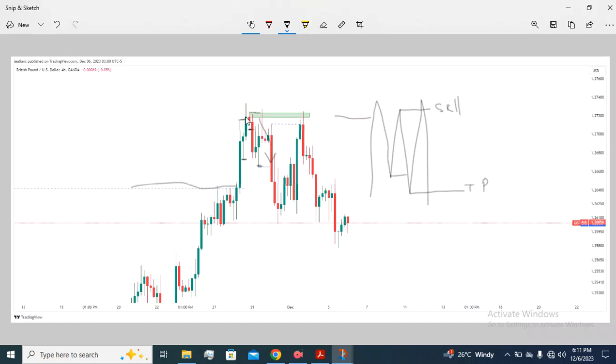With this sweep of liquidity, I think my drawing is terrible. With this sweep of liquidity, we have a market structure shift here. We also have a first break of structure, and its high is right above here. We ride this trade to this point. This is our target. Ta-da! That is it.